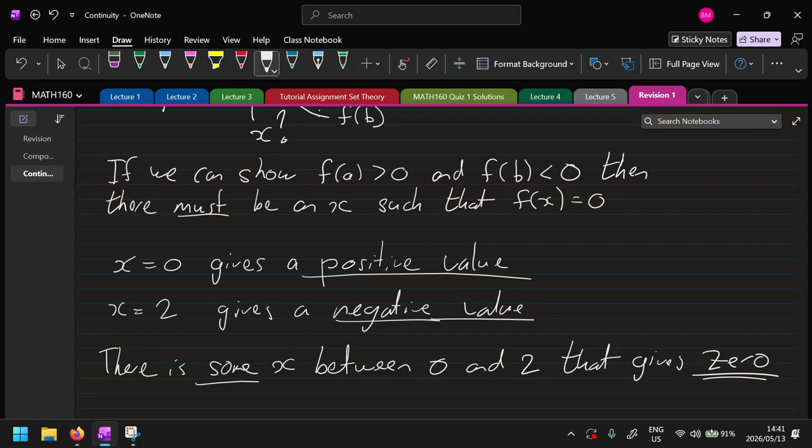And in that tutorial assignment, you did exactly this, right? You started with one value and another value, and you looked in the middle to see where it changed sign. That's exactly what we're doing here. But here we only need to do one step, right? We're not interested in what the value is. We just want to show that there is some value. Okay, so if you want to define this x value, you would then look halfway between and repeat the process again. Here we don't need to do that.